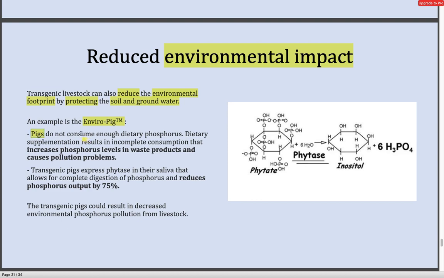So pigs in general don't consume enough dietary phosphorus, and because of that, you actually have higher levels of phosphorus in their waste products, and it causes pollution problems. This is typically seen around farms which breed pigs. So pollution is bad, and they make transgenic pigs which express phytase, which allows for better digestion of phosphorus. And when you have better digestion of phosphorus, you have a reduction of waste products and subsequently a reduction of pollution.